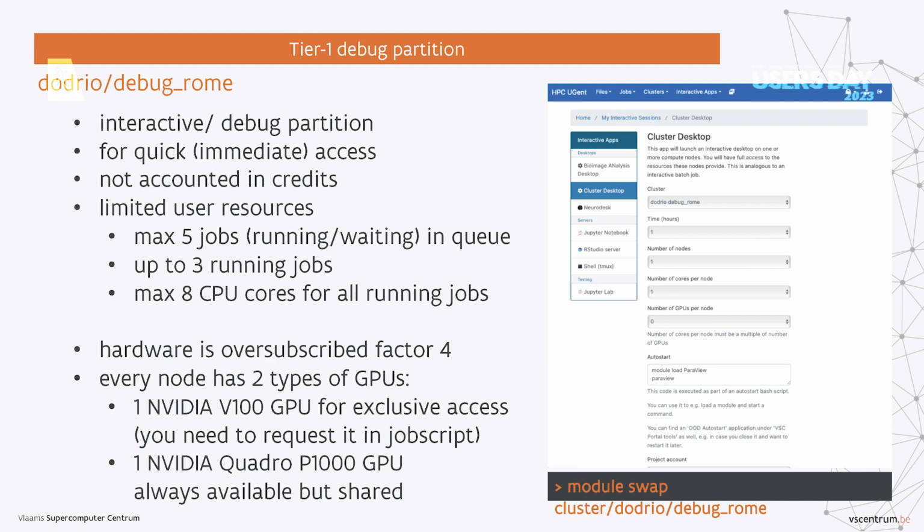Choosing this in Tier 1 is simple. You can either pick it in the drop-down menu, for instance, for a cluster desktop application, or you can choose the debug cluster via a module swap command, as you can see at the bottom.